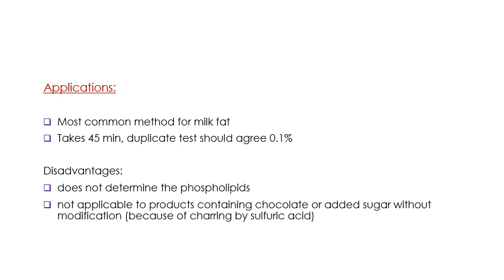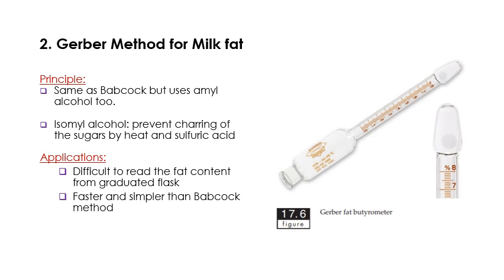Duplicate tests should agree within the range of 0.1%. The only disadvantages of Babcock are that it doesn't determine the phospholipids, and it's not applicable to products containing chocolate or added sugar without modification, because of charring by the sulfuric acid.